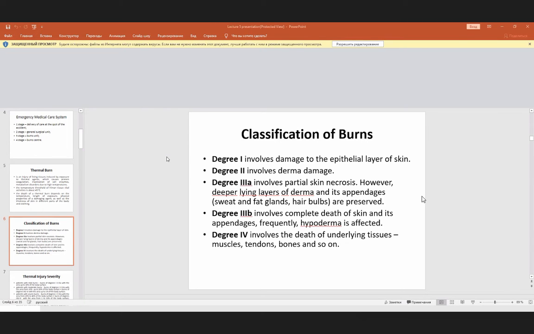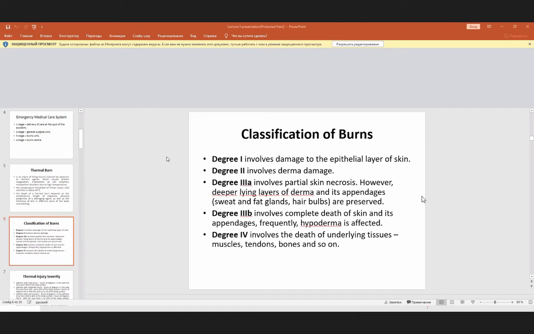Degree 2 involves dermal damage, which is associated with exfoliation and formation of blisters filled with transparent content. Severe pain and burning sensation persist at the site of the burn, and after 2 weeks, damaged skin areas become completely epithelialized without forming any scars.